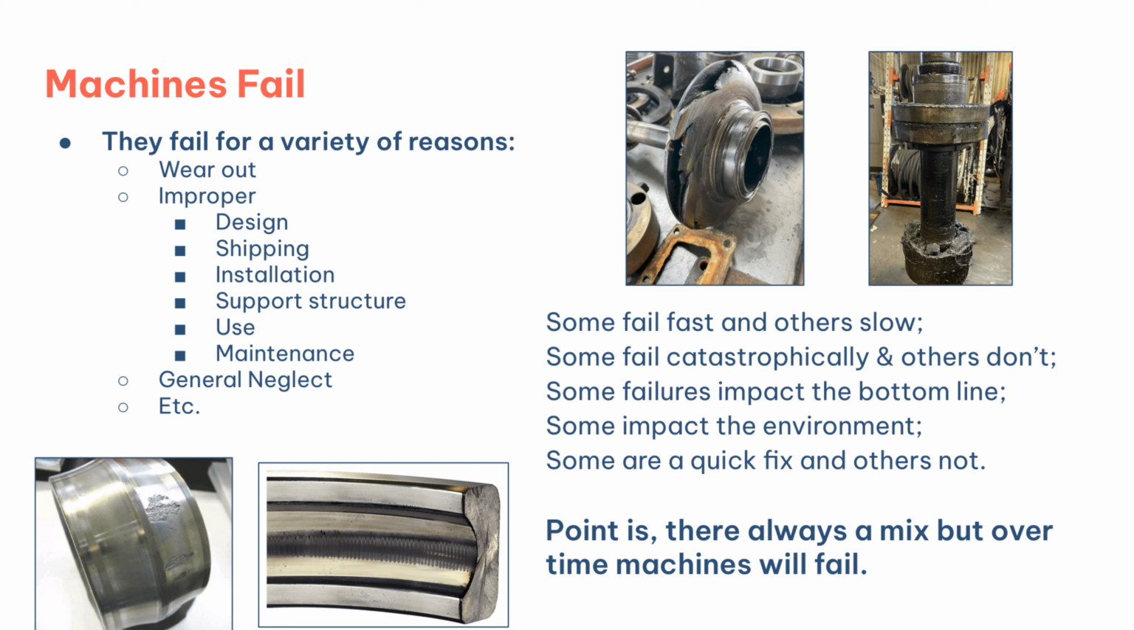Some machines fail rapidly. Some machines take a while to progress and fail. Some fail catastrophically. Others slowly fade into the limelight. The failures impact the bottom line and can have impacts to the environment. Some take a long time to fix and are very expensive. Some can quickly be repaired and replaced with no impact to the process or the bottom line. Point is, there's a mix in your facility, but over time, all machines will fail.